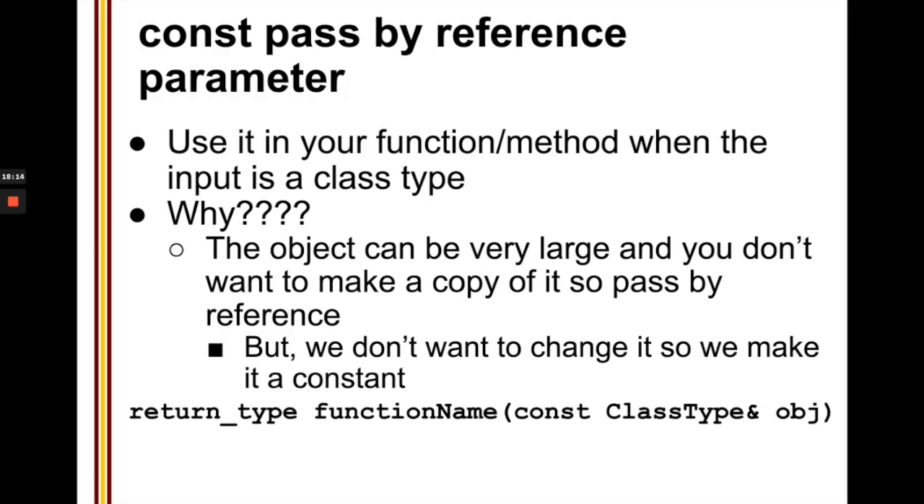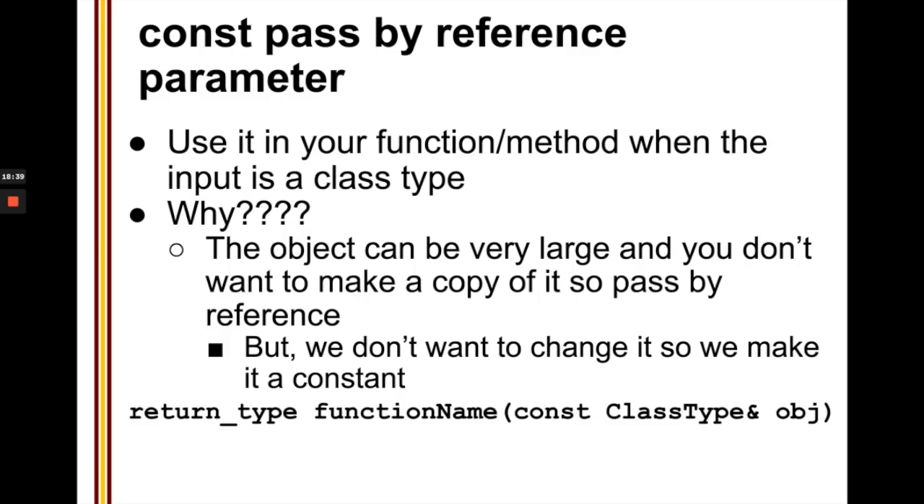Const passed by reference parameter. Use it in function methods where the input is a class type. Why? This was kind of covered at the beginning, but objects can be really large and take up a lot of memory, and if you're calling that function over and over again, you're kind of just wasting memory if you don't plan on modifying that object.